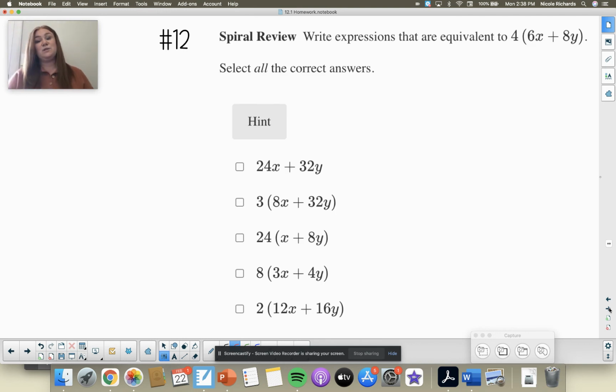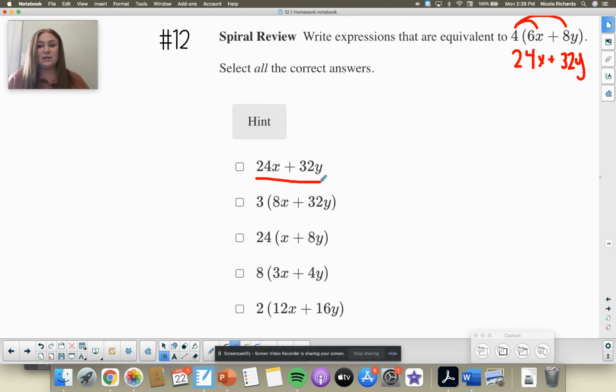Number 12 wants us to find all of the expressions that are equivalent. So I am going to just find the ones I know for sure. So 6x and 8y's, we cannot put those together. They are not the same. But I can distribute and give those. So this turns into 24 x's and 4 times 8, 32 y's. We have to give to both of them. So 24 x's and 32 y's.